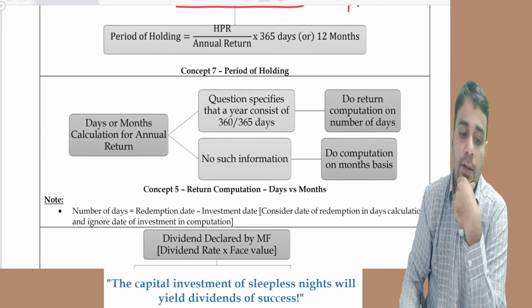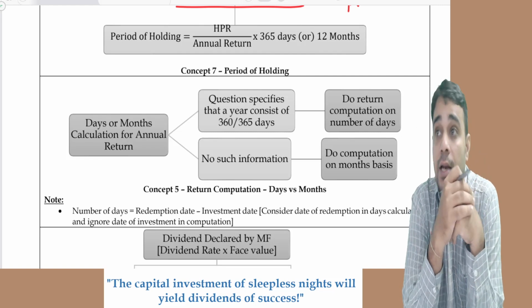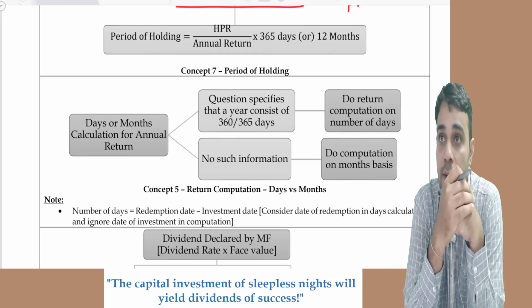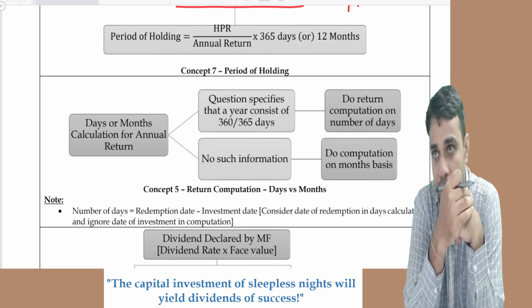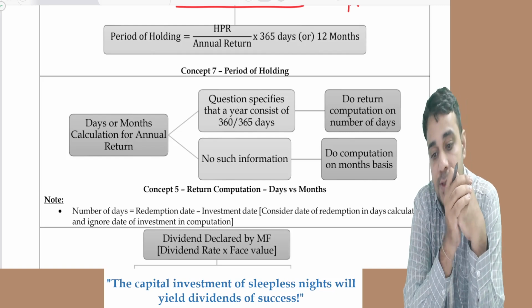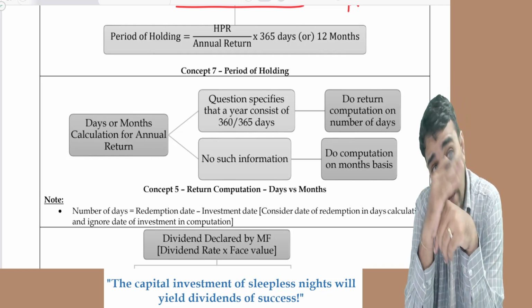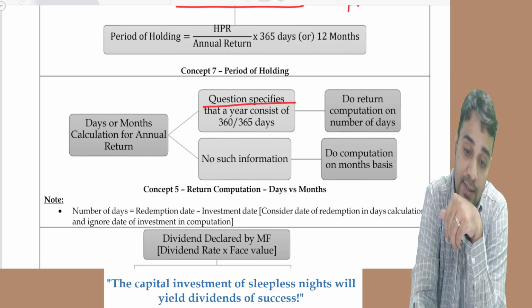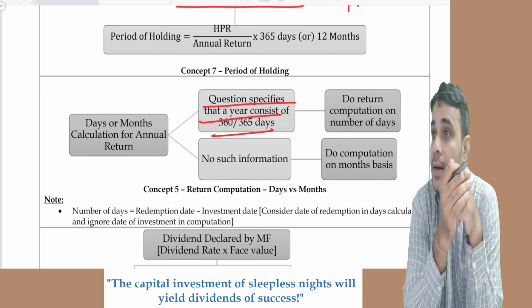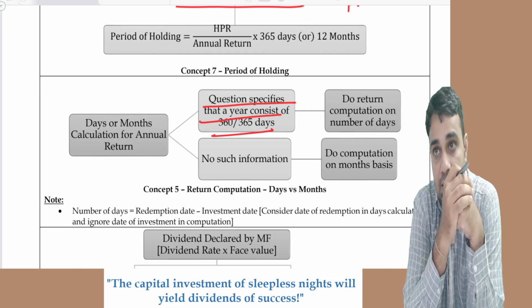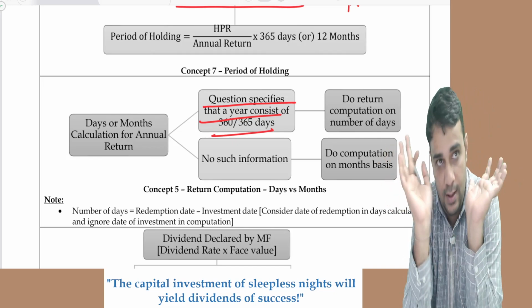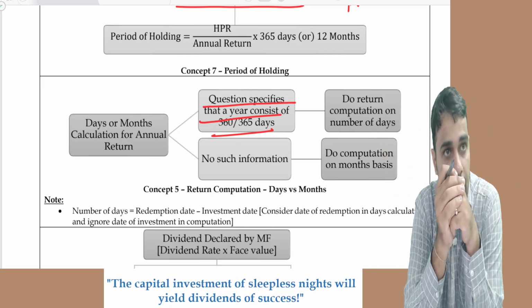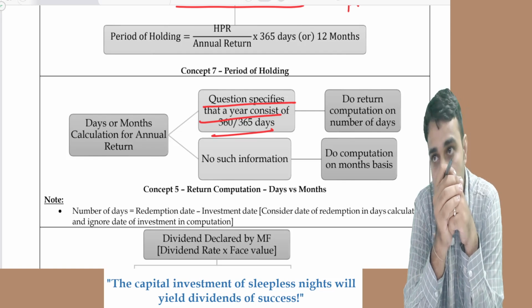Another important point. Should I do days calculation or months calculation? Because of this, ICAI has deducted marks, unfortunately, for students. Days calculation or months calculation. Anywhere in the AFM subject, if the question says a year consists of 360 or 365 days, anywhere, whether you go to futures valuation later or option valuation.